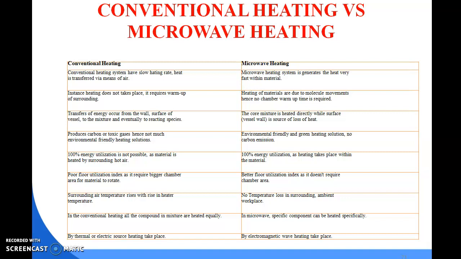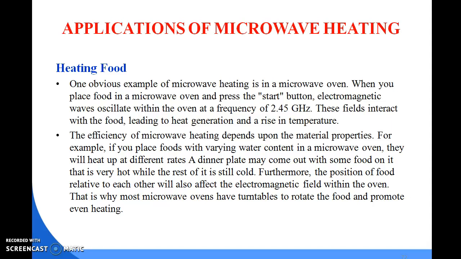In conventional heating, a thermal or electrical source heats the material. In microwave heating, heating takes place by electromagnetic waves. This is the main point: there, a thermal or electrical source heating takes place, but in microwave heating, heating takes place by electromagnetic waves. Okay. So next, applications of microwave heating.